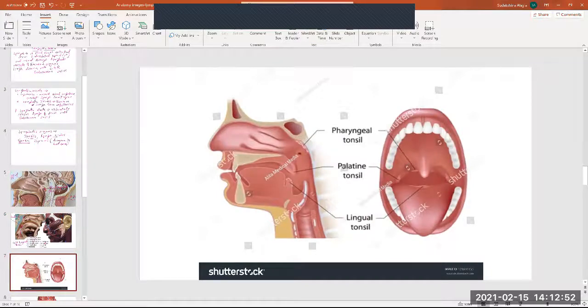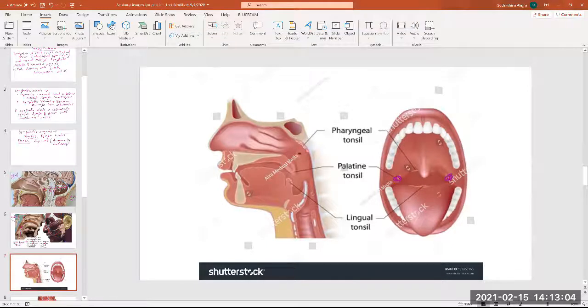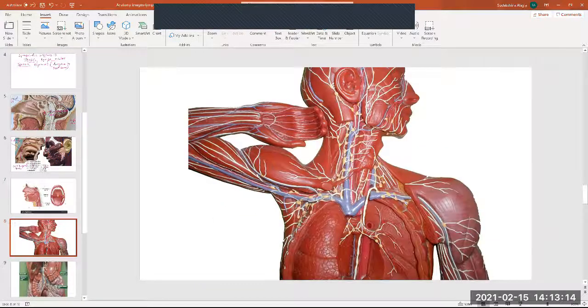This is an image from copyright-free image on Shutterstock. Shutterstock is typically copyright-free. This is just to show you the pharyngeal tonsil. Actually, you know what? I'm going to skip it quick. Next one.